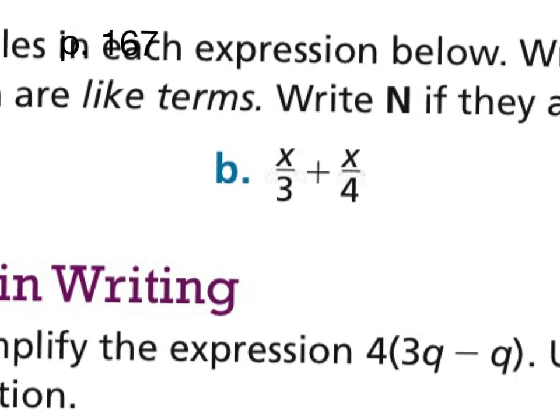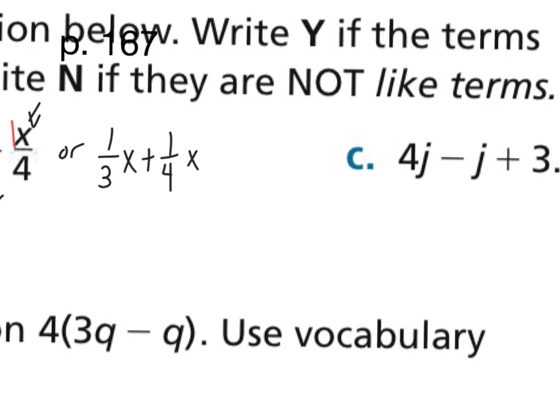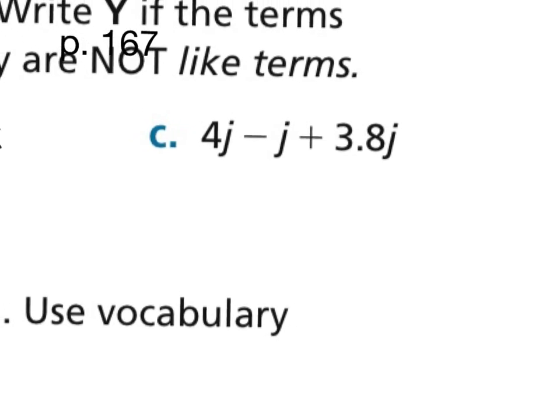Part B, and these, the variables are the same, so those are like terms. They could have written this as 1/3 x plus 1/4 y. Remember, you can put a 1 in front of the x, and then that x you can kind of just slide over to the side if you want. Either way, those are like terms. And if you look at part C, first term has a J, second term has a J, and third term has a J, so those are like terms as well.